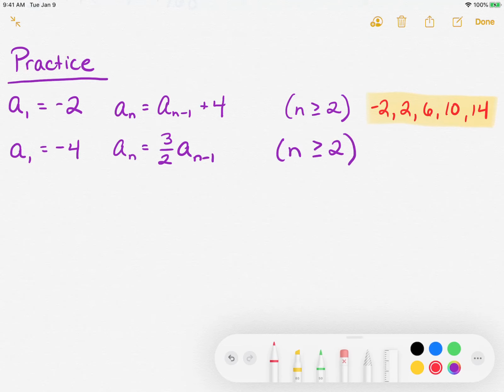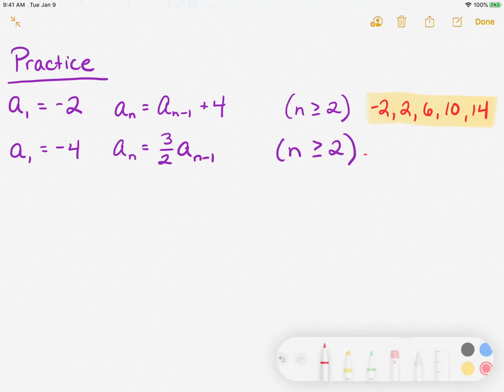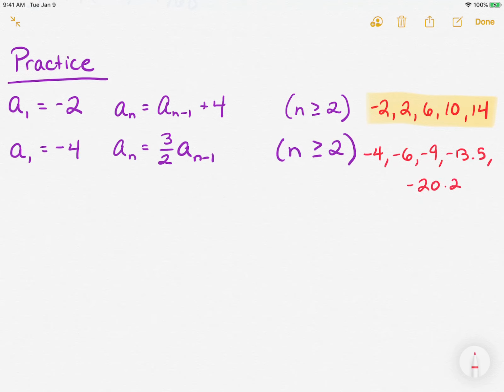The next one, what am I doing? I'm taking the previous term and multiplying by 3/2. So if I multiply by 3/2, the sequence will be geometric. So the first term was -4. Negative 4 times 3/2 is negative 6. Then negative 9. And then here's where we get decimals. Negative 13.5. And then negative 20.25.